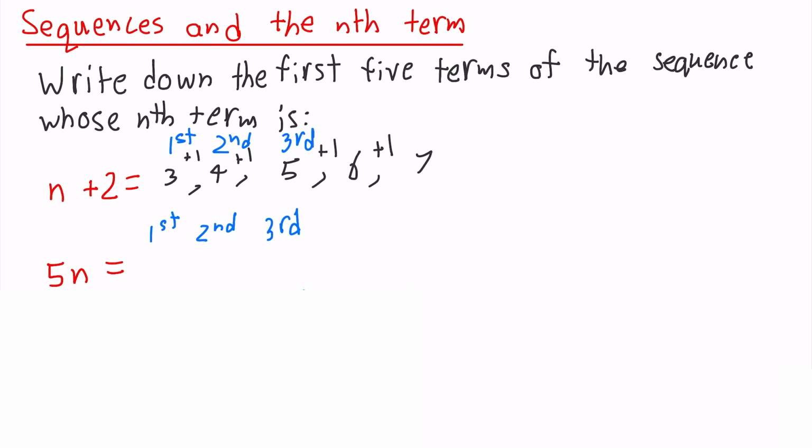Okay, 1 multiply 5 equal 5. 2 multiply 5 equal 10. 3 multiply 5 equal 15. So here you could see that we need to add 5. So it's going to be 20, add 5 equal 25.